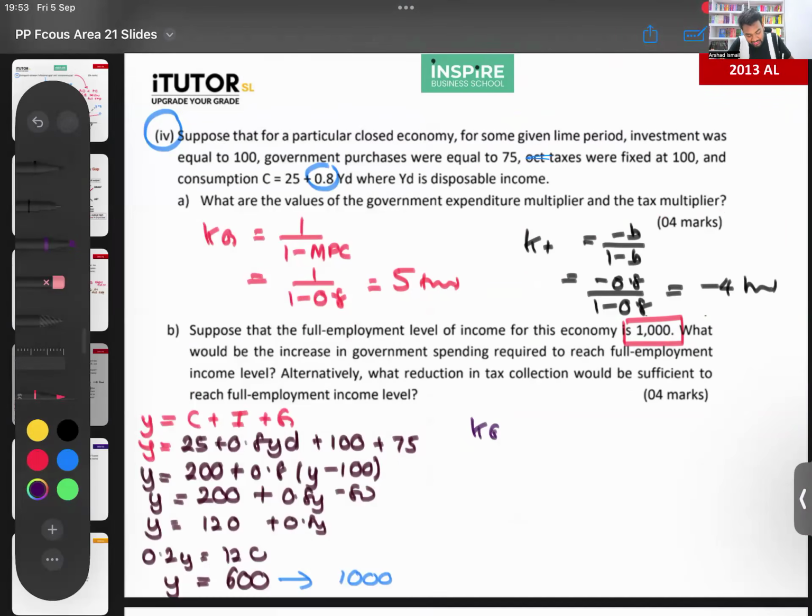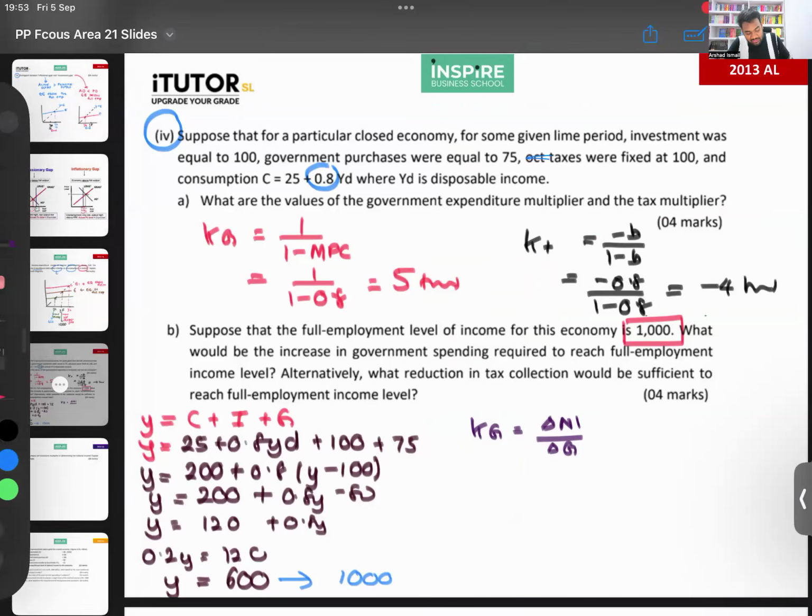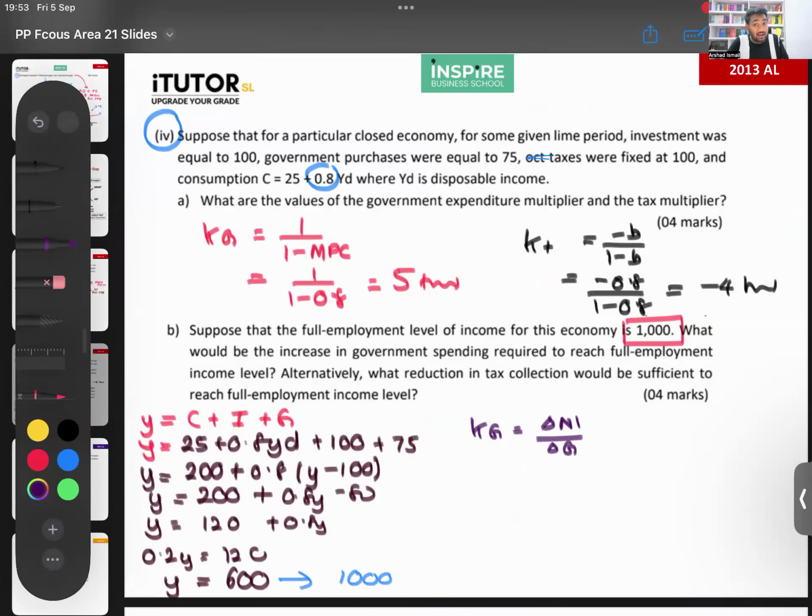So you know KG equals change in national income over change in government spending. The government spending multiplier we calculated in part A is 5. How much of a change in national income do we want? Current equilibrium is 600. From that, we want to go to a full employment level of 1000. That means we need a change in national income of 400. So if national income is to change by 400, how much should government spending change by?